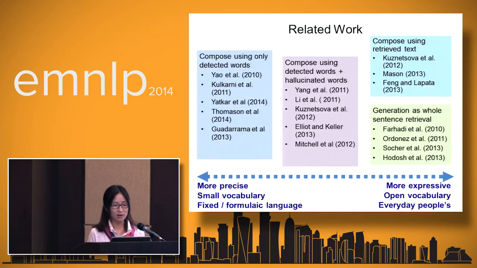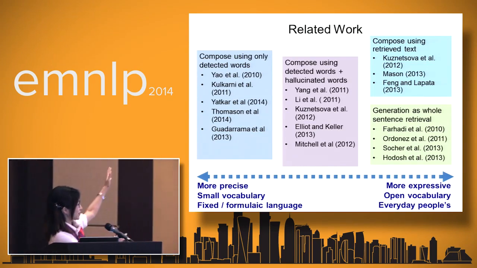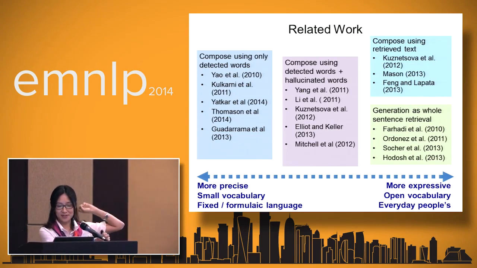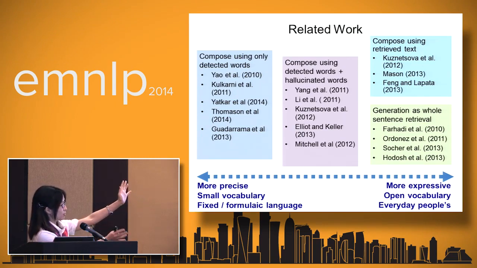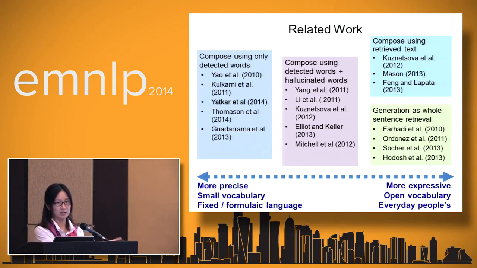Quick overview of the related work in this domain. There are different ways of organizing the related work, but one way to do this is to project them over this horizontal line. On the left-hand side are those approaches that generate descriptions using only those content words for which we have visual detectors. So by definition, these will make use of a fixed small vocabulary and involve relatively simpler, formulaic language. On the right-hand side are those approaches that utilize naturally existing descriptions on the internet, so it's almost like text-to-text generation, and they naturally involve more expressive language. These are naturally noisier as well.